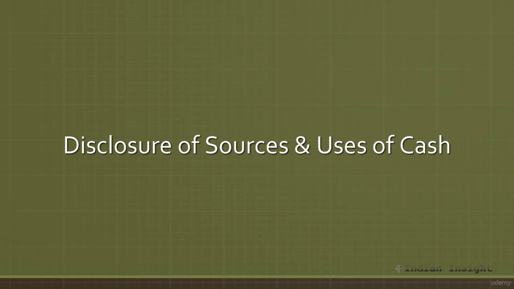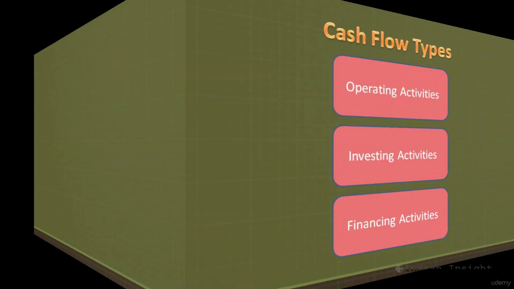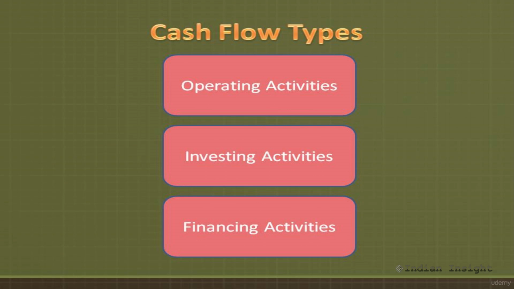When a company discloses the sources and uses of cash, it helps the creditors, investors, and anyone who is looking at the company in evaluating the company's solvency, liquidity, and overall financial flexibility. When we say financial flexibility, we mean the ability of the company to adapt and react to financial adversities and opportunities. A cash flow statement essentially classifies all cash flows to the company or from the company into three categories. These categories are the operating activities, investing activities, and the financing activities.